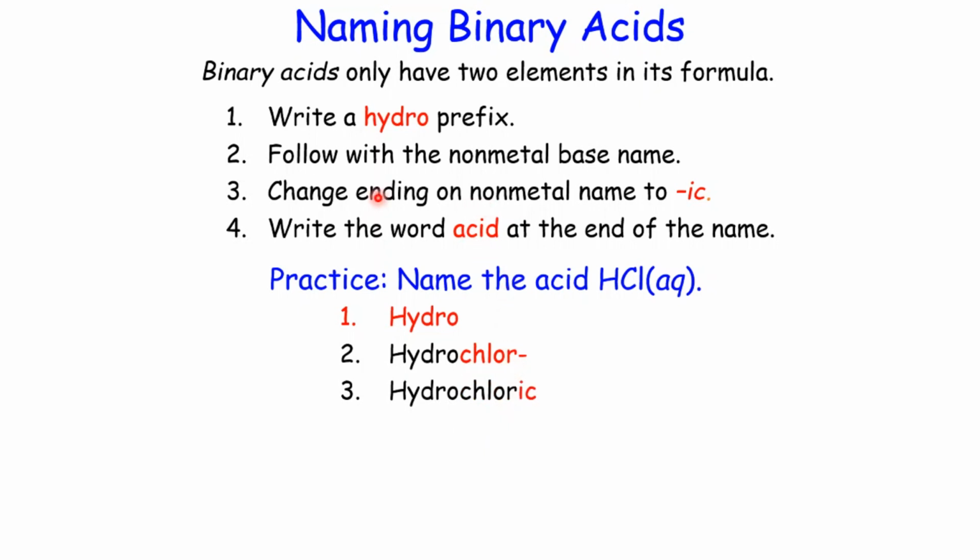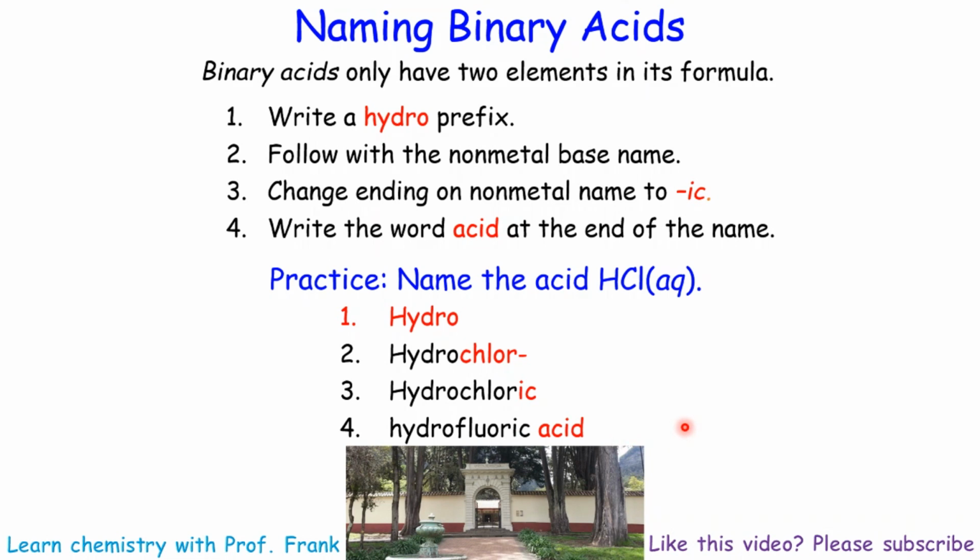And then we'll end the name, the one name, with IC. You see? Hydrochloric. And then we just add another word, acid, at the end. That's the way we name binary acids. HCl is called hydrochloric acid.